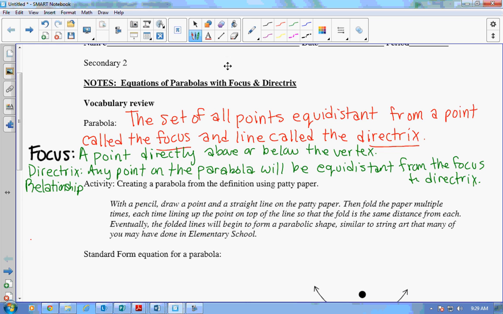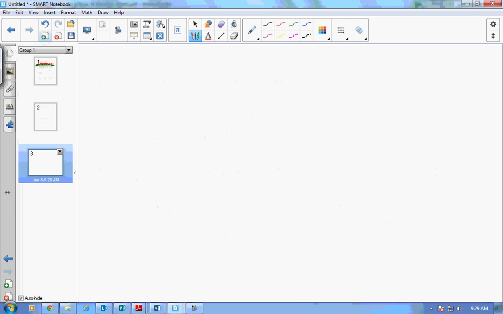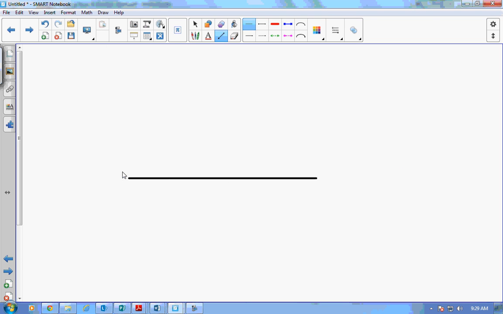So let me get a blank paper here. You need a straight line, and you need a point on your patty paper. Okay, so if I take a marker, line so we can see it, straight line, and a point. Everyone got a straight line and a point?